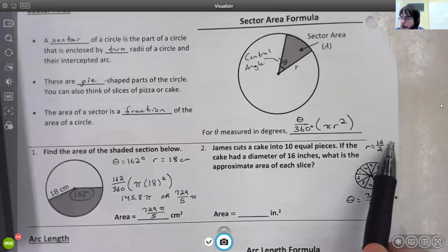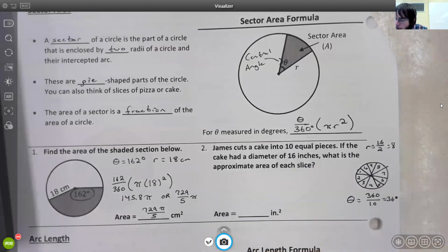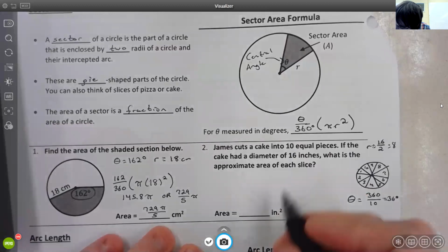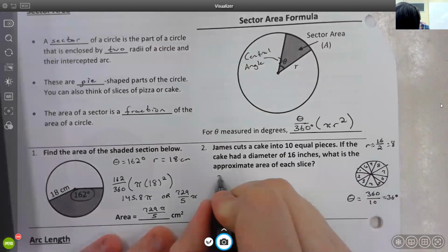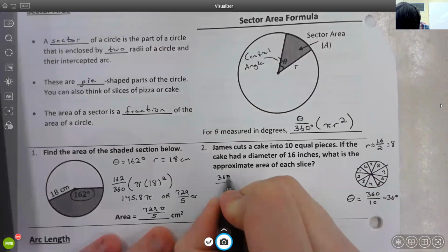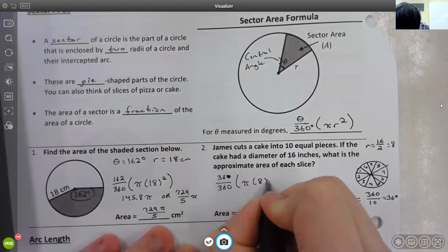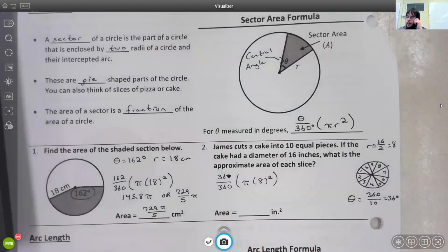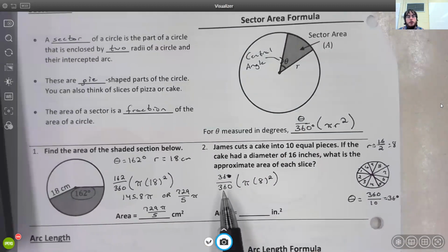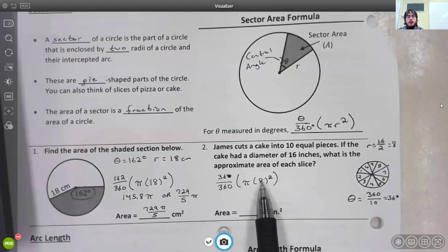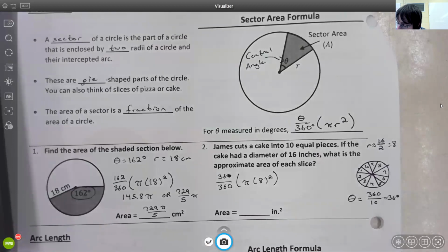So now we have theta, now we have r, now we can use our sector area formula. So we put theta over 360, so 36 over 360 times pi times 8 squared. Now, I will tell you when you plug this in, 36 over 360 will give you 1 over 10. 1 over 10 times 8 squared is 64 over 10, which gives you 6.4 pi.